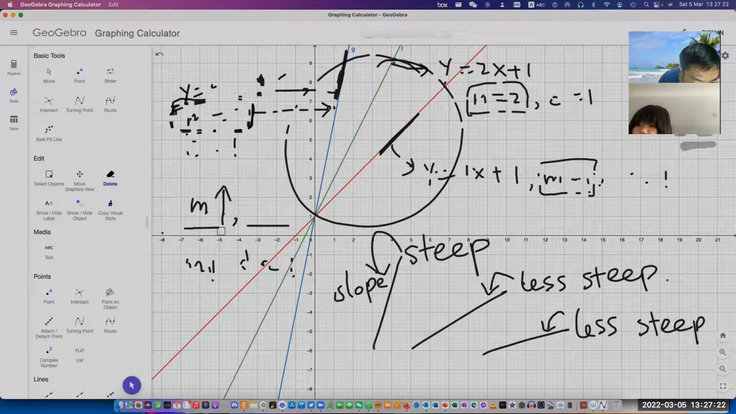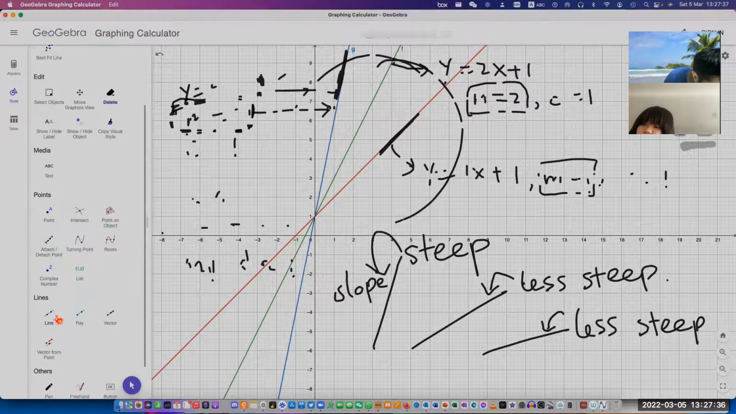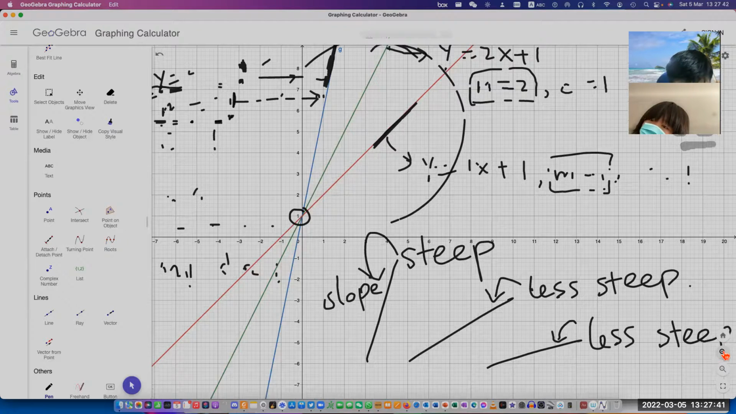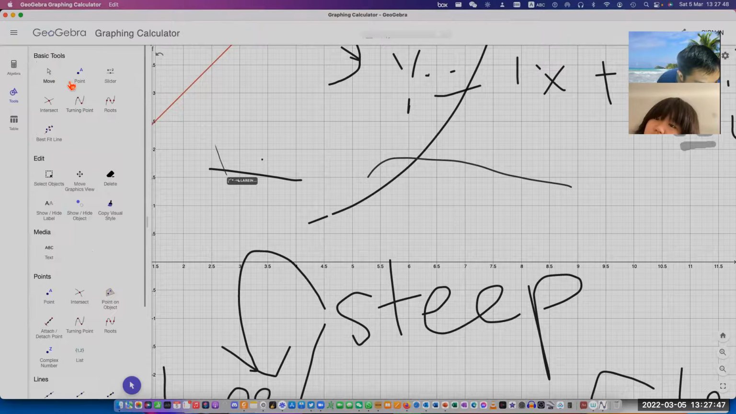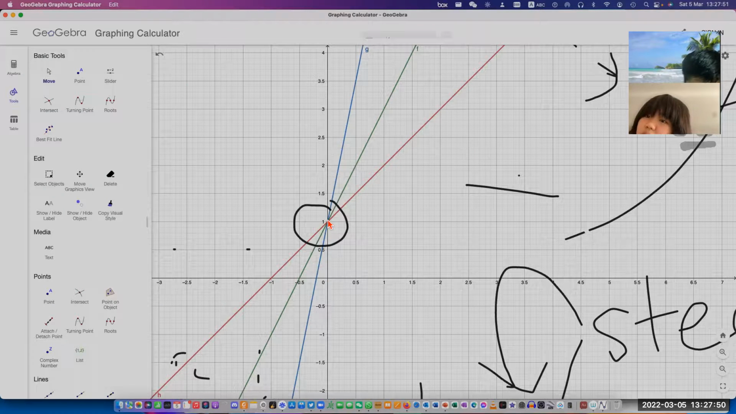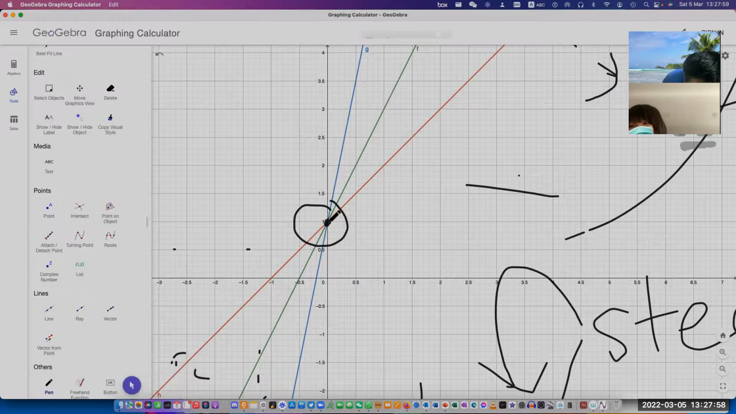So what do you observe here? The three lines intersect at one point. Can you see that they all intersect at one point? Where is the point that they intersect each other? Here. Hold on, let me just get the cursor back. So where is this point? This point is a 1. What 1? X equals 1 or Y equals 1? Y equals 1. Correct. So this point is Y equals 1.